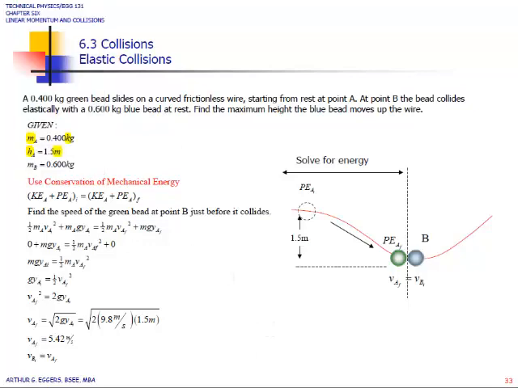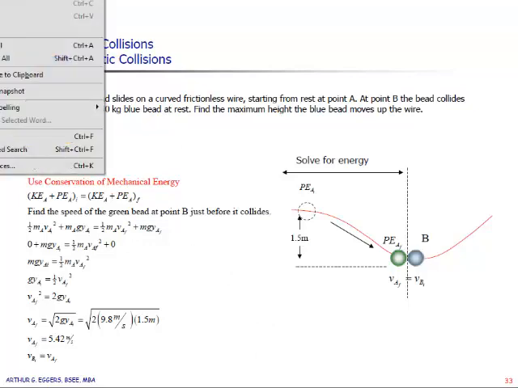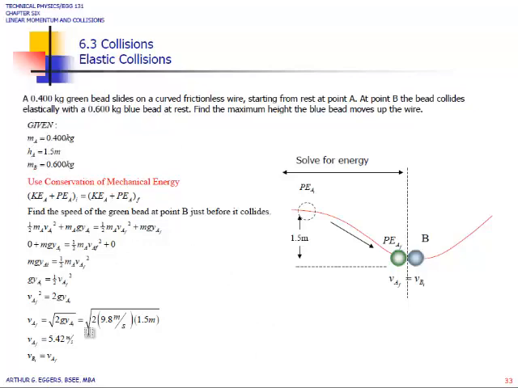So for the first part here, we're going to solve using the conservation of mechanical energy. We lay out our relationship that says the kinetic energy of bead A added to the potential energy of bead A initial is equal to the kinetic energy of bead A plus the potential energy of bead A final. Okay, so that's our initial and final energy.